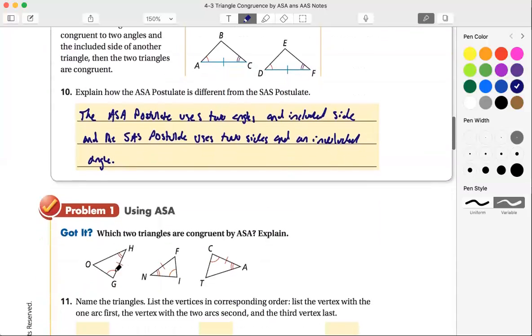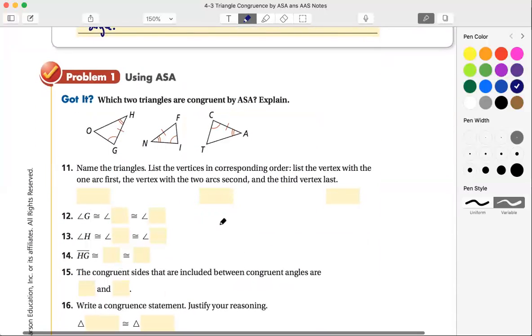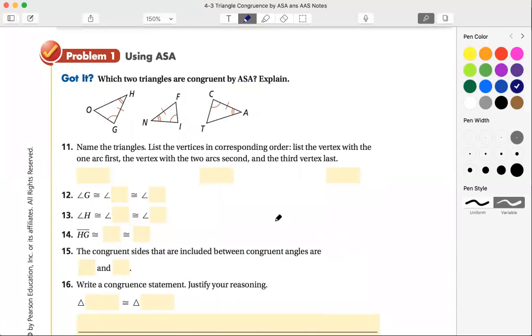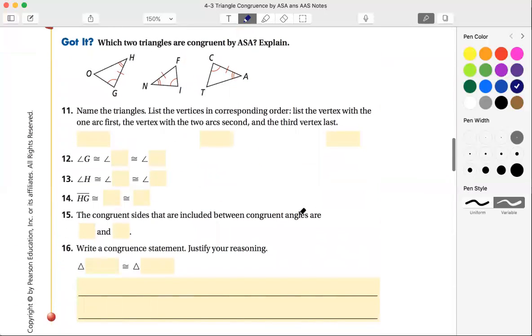Okay. So which two triangles are congruent by ASA? And let's explain. Okay, so number 11 here. Name the triangles, list the vertices in corresponding order. List the vertex with the one arc first, the vertex with the two arcs, and then the third one, right? All right, so triangle GHO, triangle INF, and triangle CAT.